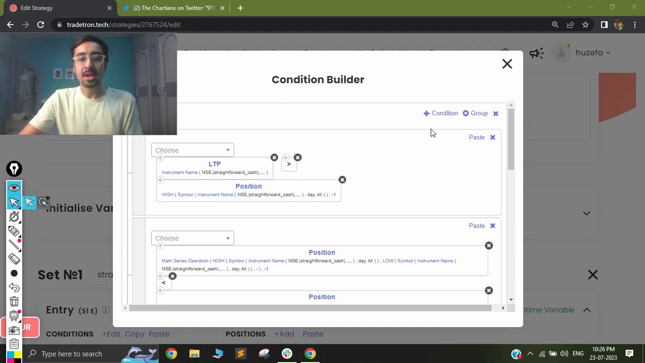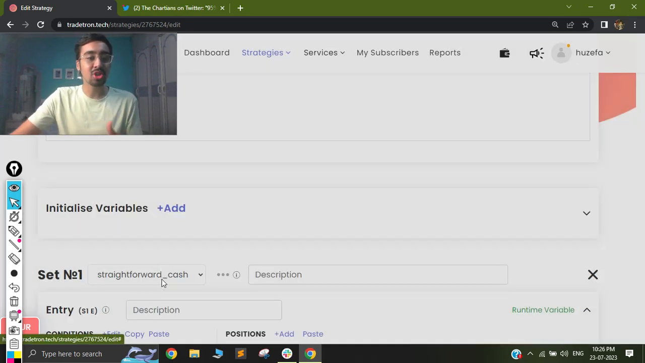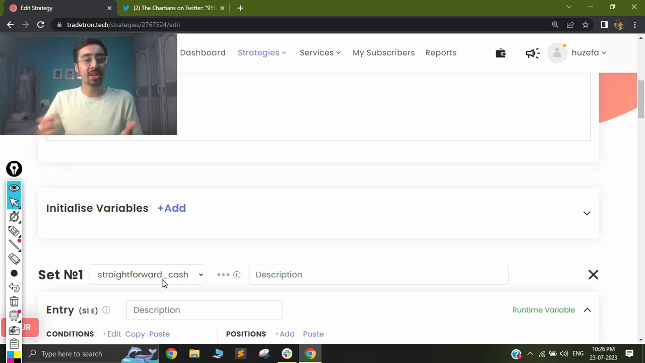Along with that, I also have a logic which will check for the position detail. Position detail is there to make sure that it takes only one trade in one instrument at a time. So I'm using position detail entry all quantity with my list name. In my strategy, you can see that I'm using a list called straightforward cash. This particular strategy has been built on cash stocks. It is not built on futures or options. So that is what I have tried to replicate.